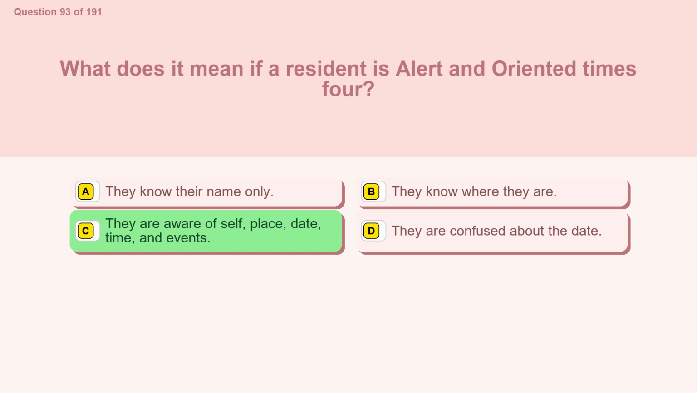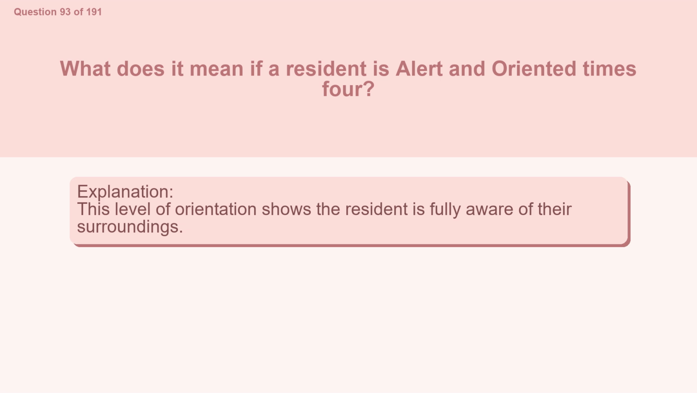The correct answer is option C. They are aware of self, place, date, time, and events. This level of orientation shows the resident is fully aware of their surroundings.